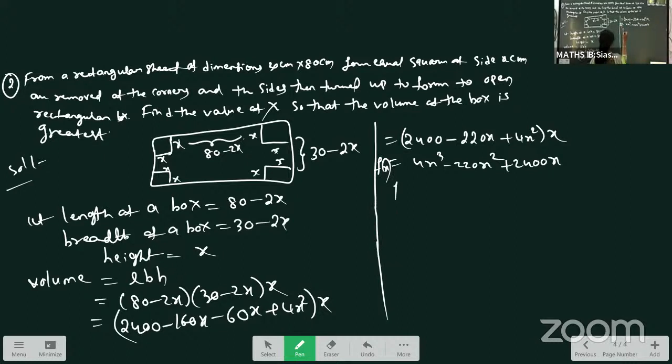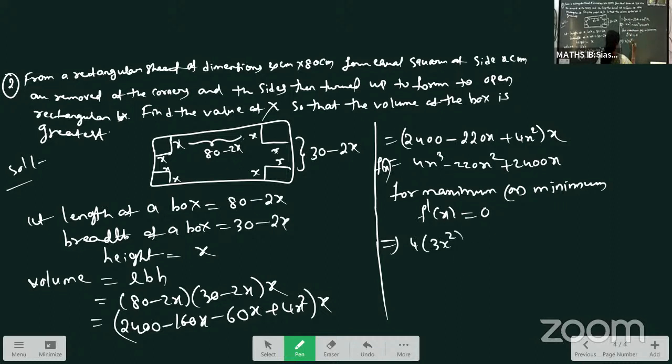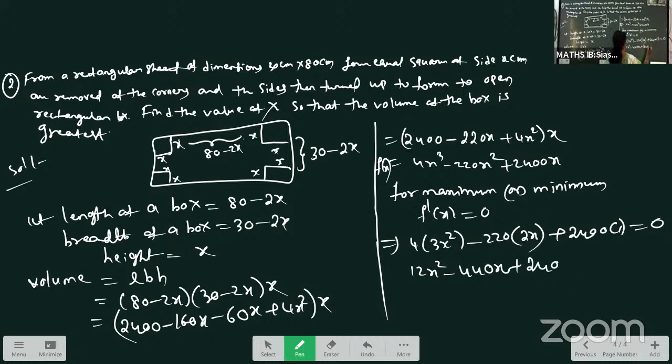Now for maximum or minimum, what we have to do? f dash of x is equal to 0. What is f dash of x? 4 into x cube derivative 3x square, minus 220 into x square derivative 2x, plus 2400 into x derivative 1, is equal to 0. So that is 12x square minus 440x plus 2400 is equal to 0.